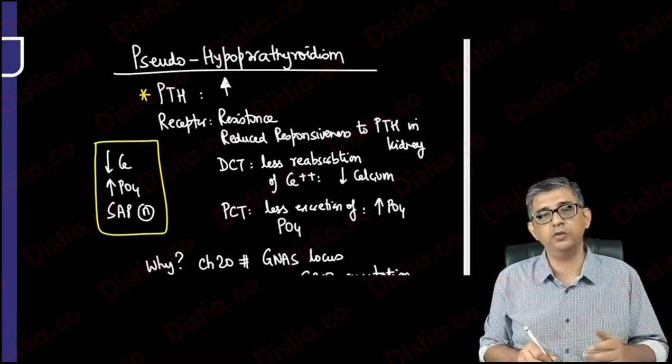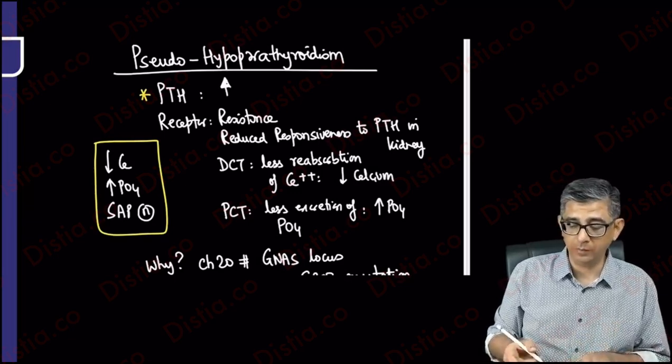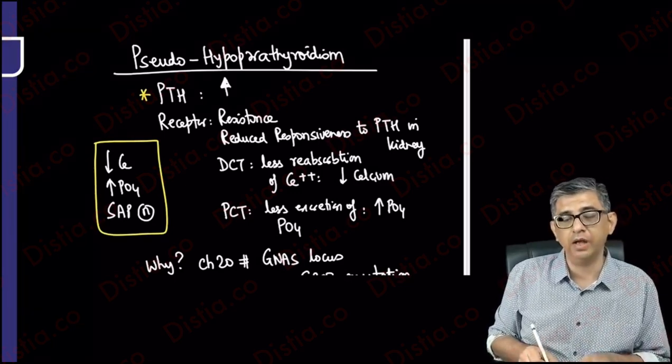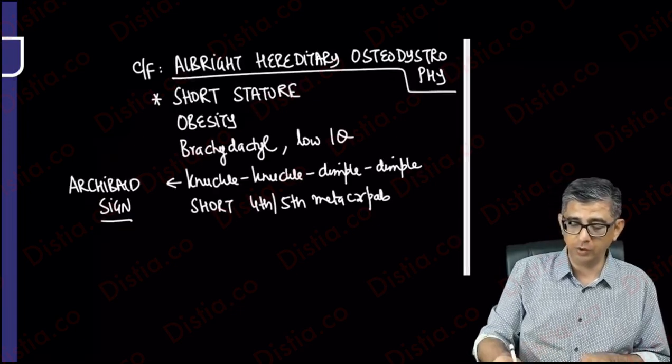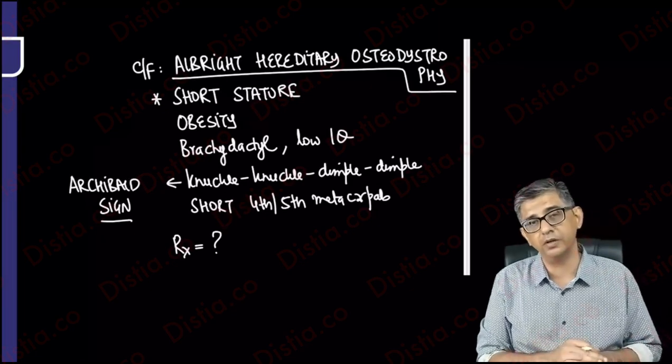So what's happening in this case of pseudohypoparathyroidism is that the report is the same as that of hypoparathyroidism, but the PTH values in the patient are elevated, and the clinical profile of the patient would be called Albright hereditary osteodystrophy. There is no definitive treatment for this condition.